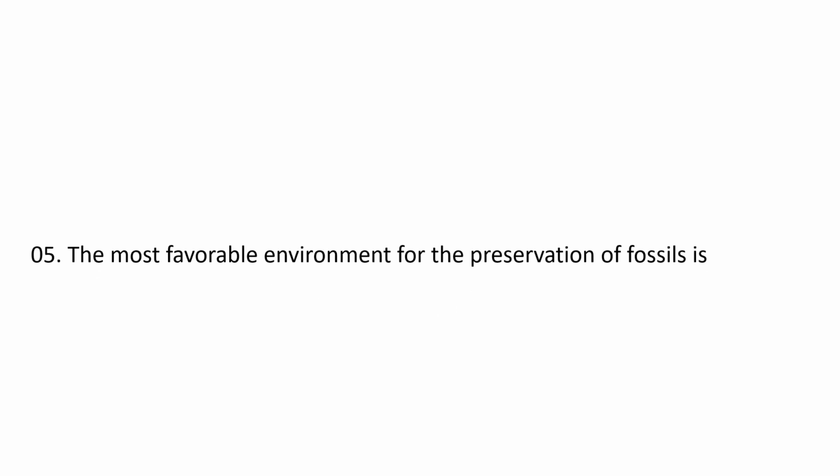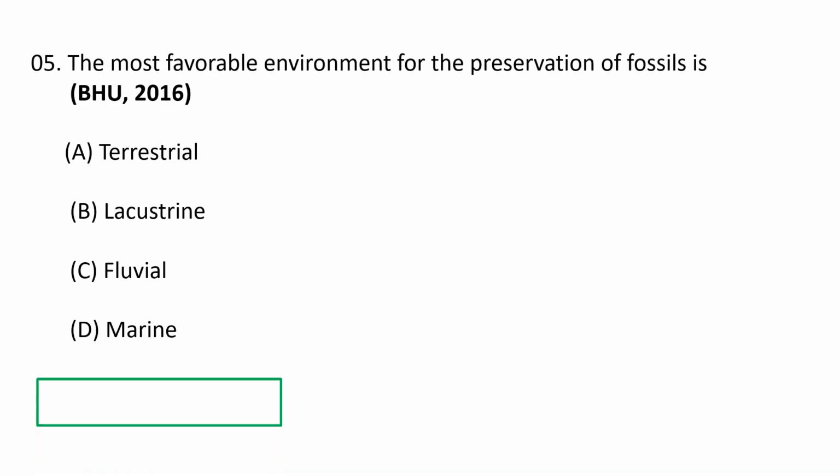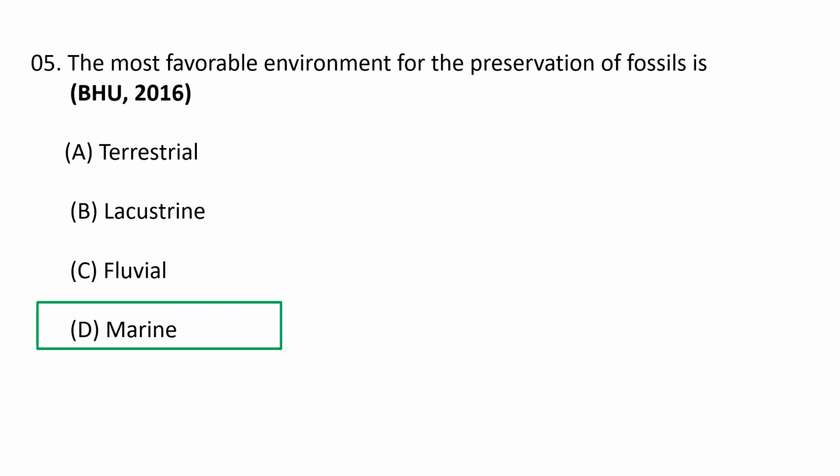Next question. The most favorable environment for the preservation of fossils is A. Terrestrial, B. Lacustrine, C. Fluvial, D. Marine. So marine conditions are the most favorable environment for the preservation of fossils. In general, marine and transitional shoreline environments are more favorable for fossil preservation than continental environments because the rate of sediment deposition tends to be higher. So D, Marine, is the correct option.